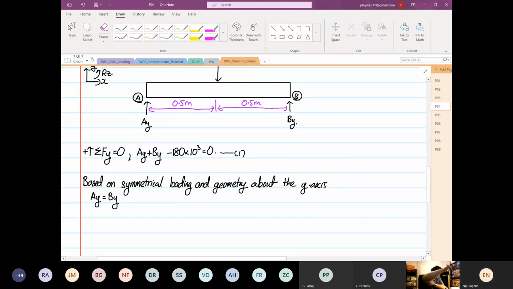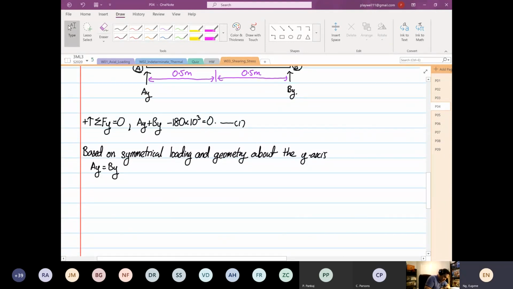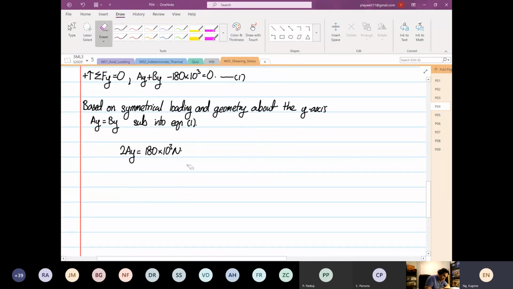So from here, we're going to substitute AY equal to BY into equation number 1. So what we have is 2AY is equal to 180 times 10 to the power 3 Newton, and AY is equal to 90 times 10 to the power 3 Newton, and this also corresponds to your BY. Okay. So next, I'm going to construct our shear force diagram.